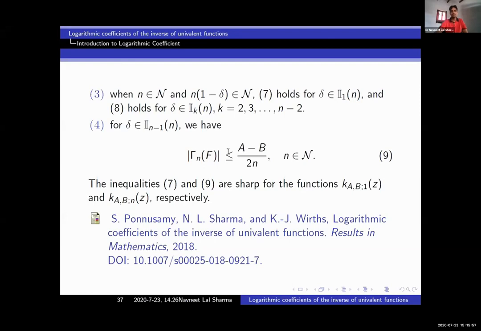Next, this work is published in this paper: Logarithm coefficient of the inverse univalent function, in Results in Mathematics.